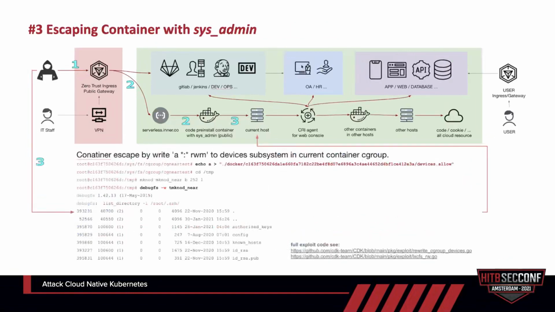All in all, we got the root shell of this public container and found that this container starts with the SYS_ADMIN capability. There are many escape methods suitable for this type of container. Now you can use our open source tool CDK to detect and escape such containers easily. Use CDK evaluate to detect capabilities and use CDK run rewrite-cgroup-devices or CDK run mount-cgroup subcommands to escape this container.